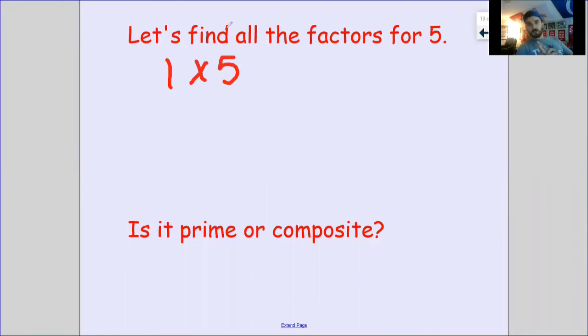Wouldn't waste your time with 2 because it's not an even number. You could try 3 and 4, but 3 times nothing would give me 5. 4 times nothing would give me 5. Got all my factors. There's only 2, 1 and the number itself. That would make that one prime. So again, I think you know the definitions.